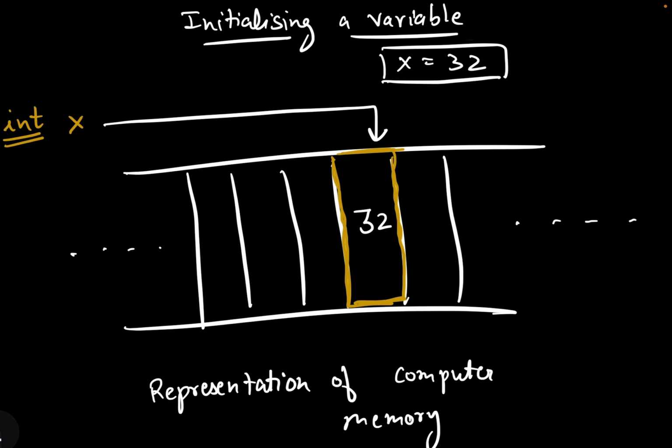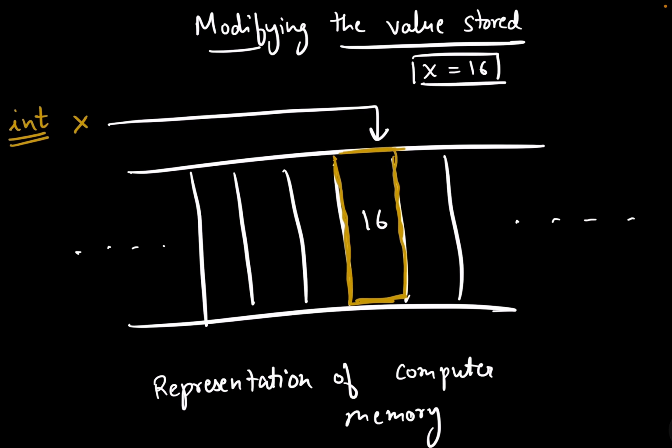Now let's say I want to modify this number 32 and change it to some other number, say 16. All I have to do is write this same code again. I write x is equal to 16. Now what this does is it goes to the memory location whose name is x, and it overwrites the data there, which was 32 before, with the new data value 16. So this is all about how we declare variables and how we use them.